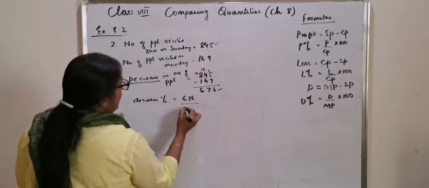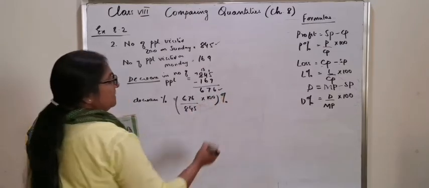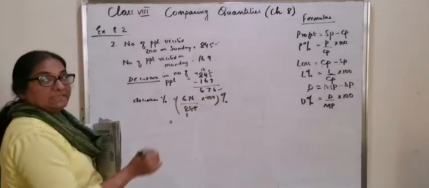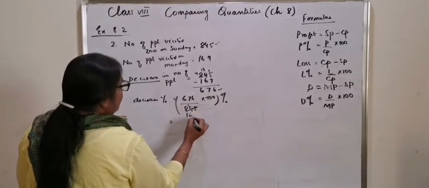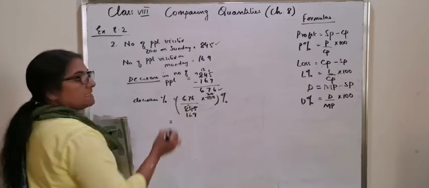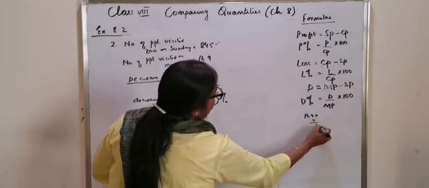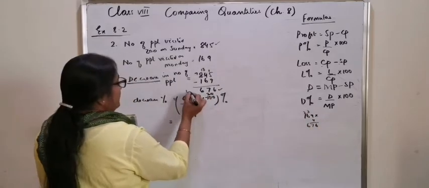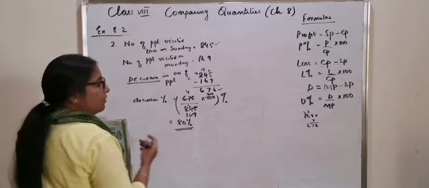676 divided by 845 into 100, and it should be a percentage. You can divide in the side or by mental calculation. 5 ones are 5, 34, 6 5s are 30, 169, and this is 20. 169 into 4 is 676. It is 4 times 4 into 20, that is 80% of decrease.